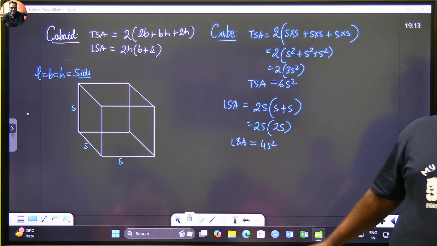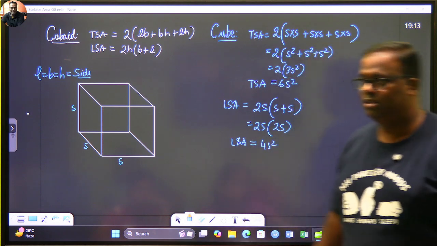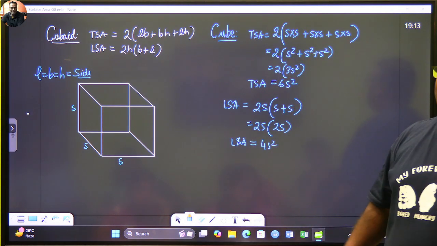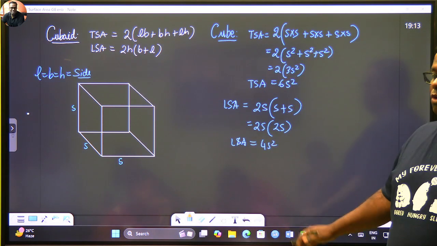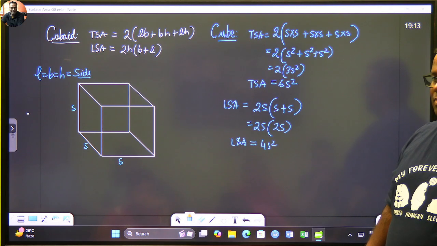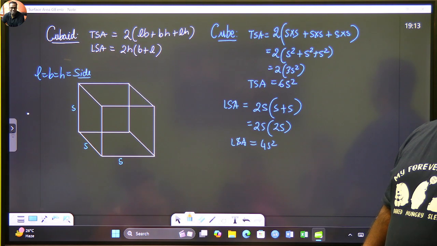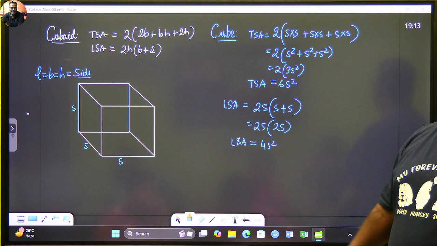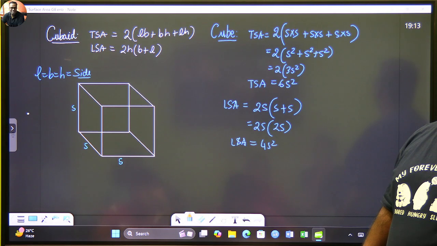Cube and cuboid surface area portion over. We have to do it quickly. We have problems to do after this. Next will be volume. Shreya, comfortable? Have you understood? Good.